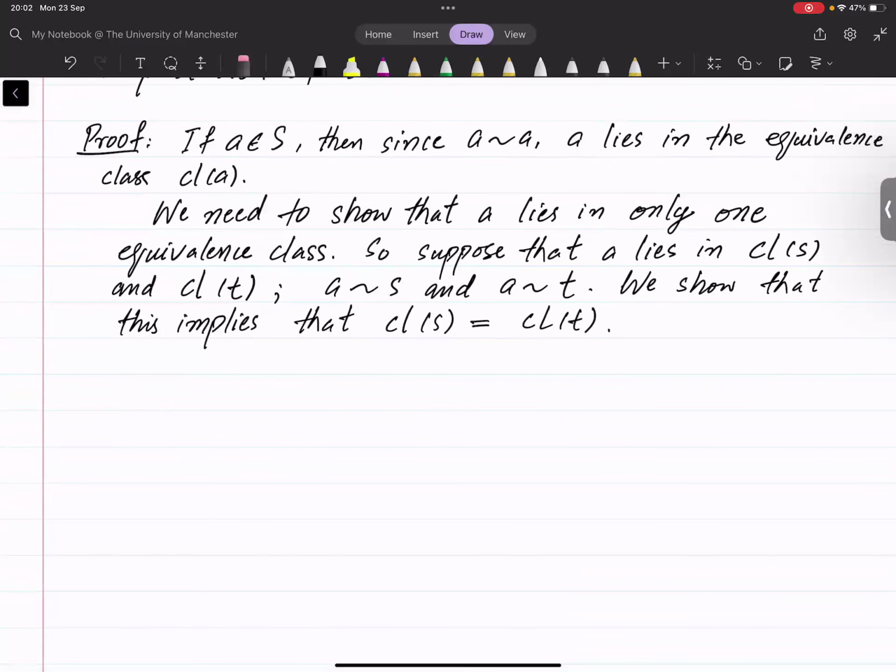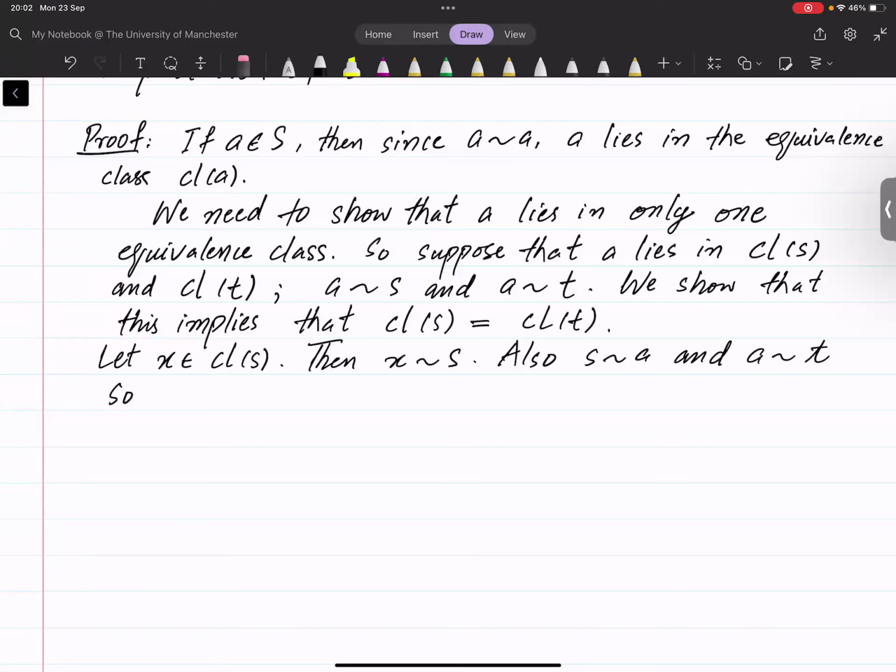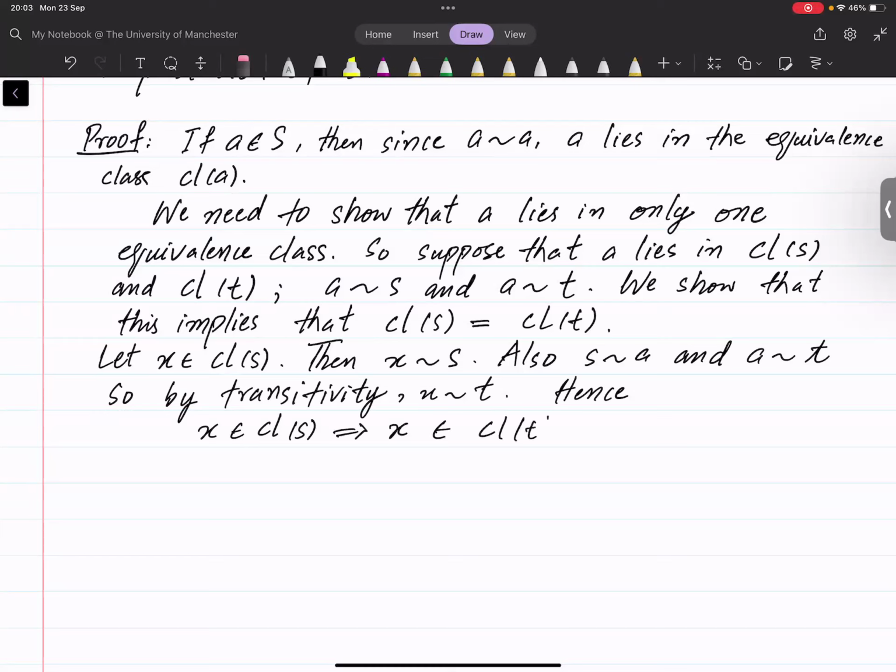Now let X belong to the equivalence class of S. Then X is related to S. Also, S is related to A, and A is related to T. So, by transitivity, X is related to T. Hence, if X belongs to the equivalence class of S, then X belongs to the equivalence class of T.